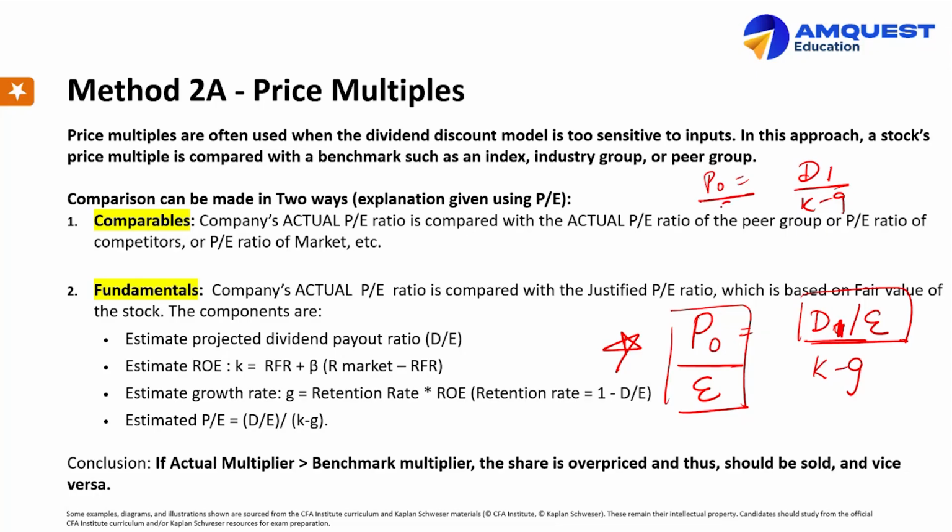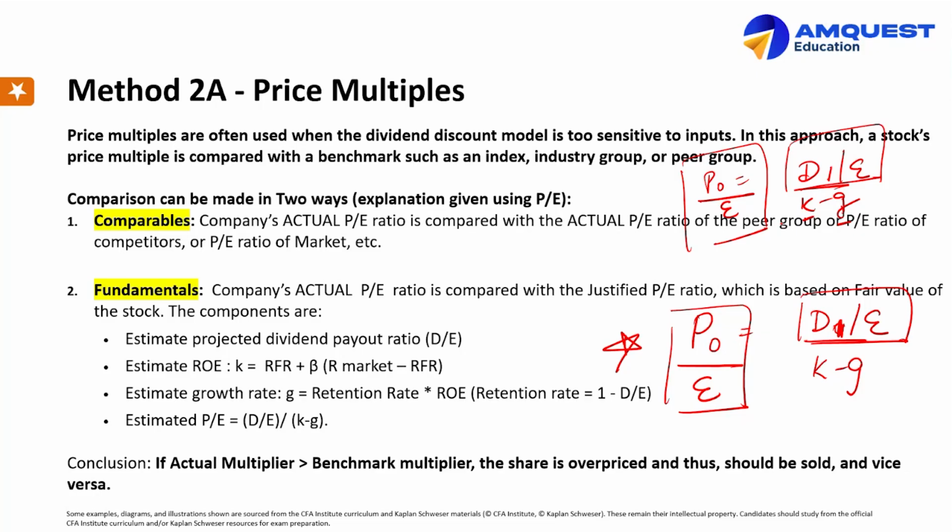If I divide both the sides by E, this becomes D1 by E and divide by K minus G. So this is the PE ratio. This is the payout ratio. This is the cost of equity, and this is the growth. So this is an important formula. It's a new formula. Is this clear?